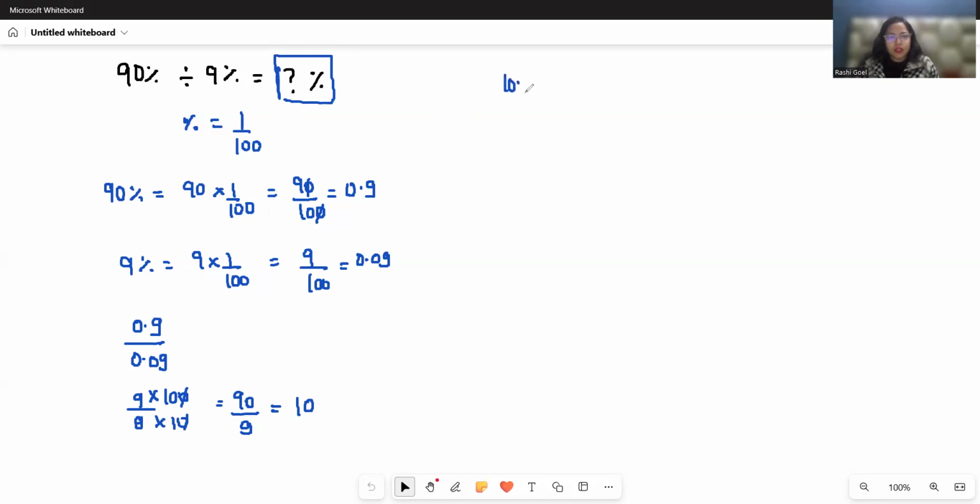So 10%. To convert 10 into percentage, we have to multiply by 100%, and 100% means 100 multiply 1 by 100, that is 1. So to convert 10 into percentage, it is equal to 1000%. So what is the final answer? 1000%, not 10. I hope it's clear and you find it useful.